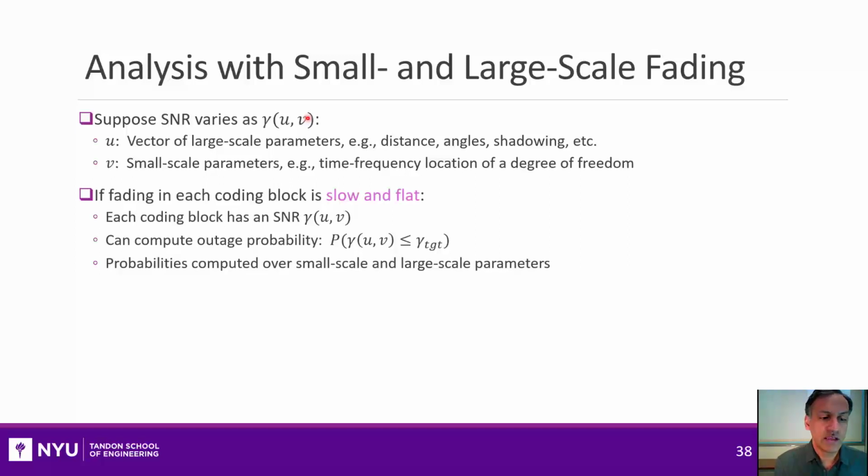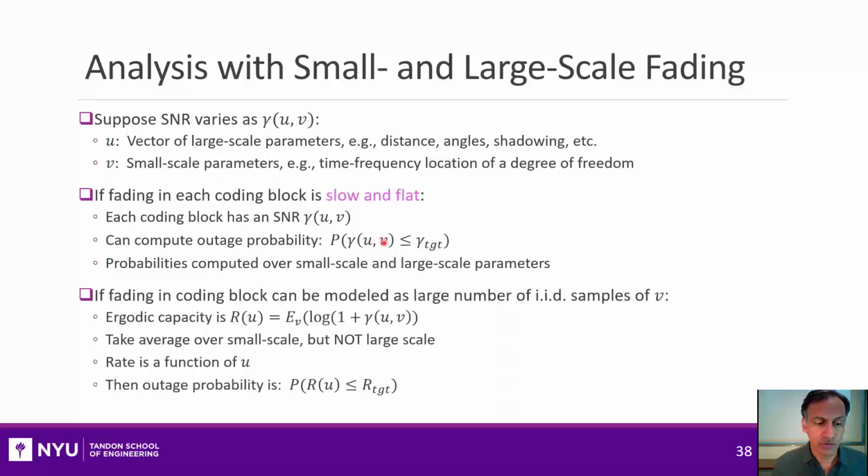Now, if your fading in each coding block is slow and flat, you're basically experiencing an SNR that varies over both U and V. So if you wanted, for example, to compute the outage probability, you would compute the probability that SNR is below a target, taking into account the randomness in both the large and small scale parameters.